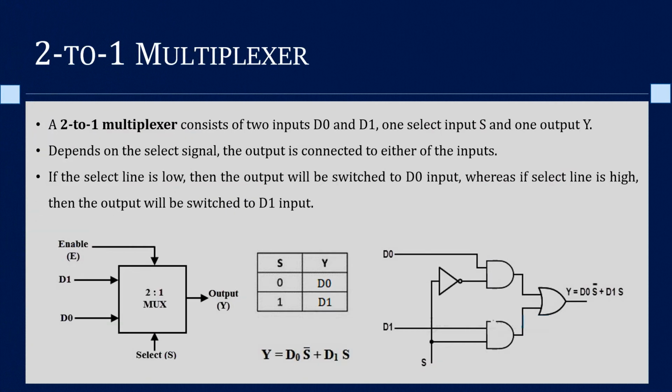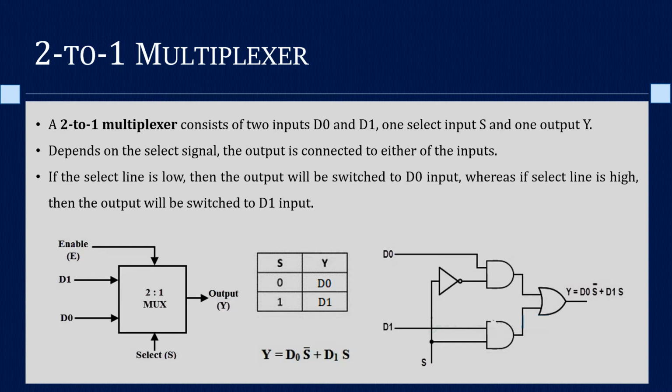Let's look into this 2 to 1 multiplexer, which consists of 2 inputs, namely D0 and D1, 1 select input S and 1 output line Y. Depending on the select signal, the output is connected to either of the inputs. If S is equal to 0, then the output line Y is equal to D0. And if S is equal to 1, then Y is equal to D1. So we can form the equation for Y as D0 into S complement plus D1 into S.